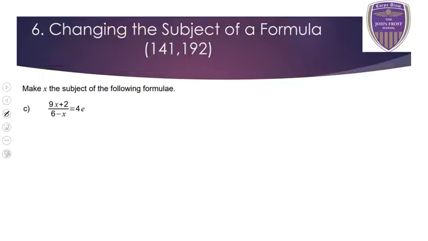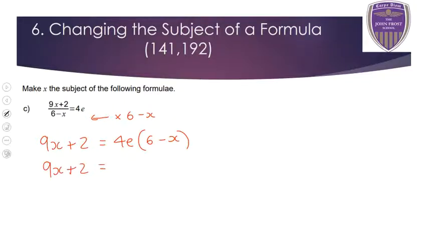So similar sort of thing now with the 6 − x on the bottom. So step 1, same as last time, is going to be to times by 6 − x. So 9x + 2 equals 4e brackets 6 − x. Then we'll expand the bracket. So 9x + 2 equals 4e times by 6 is 24e. 4e times by minus x is minus 4ex. Right?